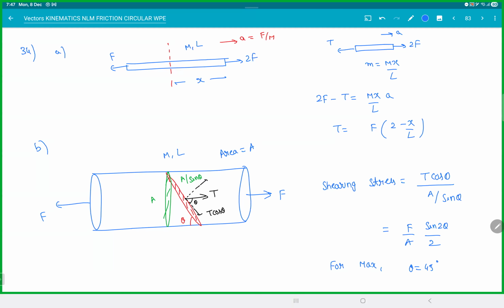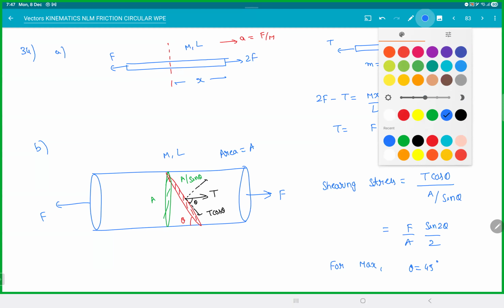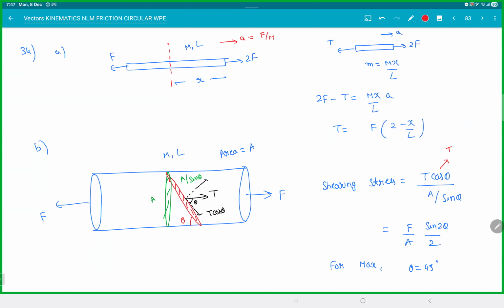So if you take a cross section at an angle of 45 degrees, you will have a maximum stress on this. Shearing stress is tangential force by the area where this thing is acting. This is the cross section, not the red one area. Clear with this?